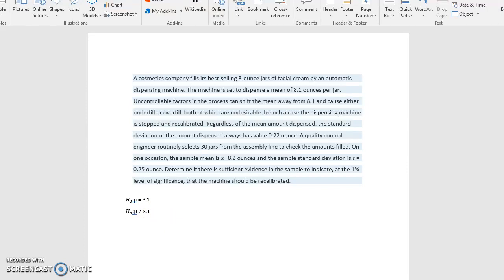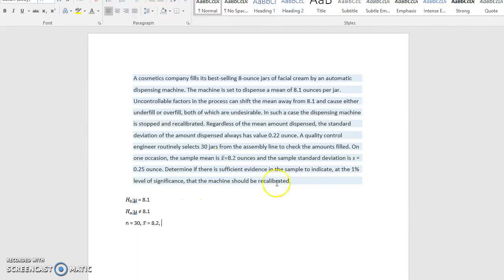All right, so let's identify other things. We've got 30 jars in our sample, so that's our N. Our mean is 8.2 ounces, and the standard deviation is 0.25 ounces. And we have a 1% level of significance, so alpha is 0.01.